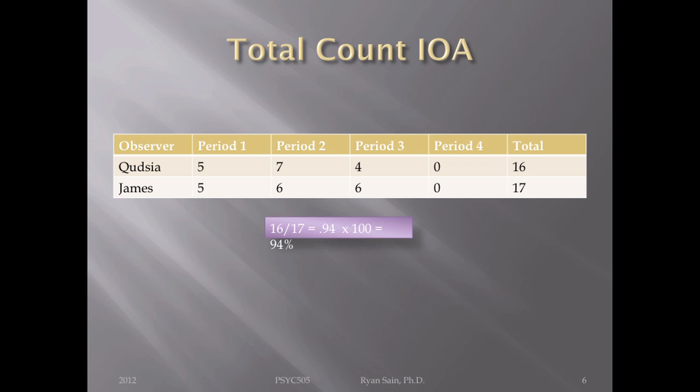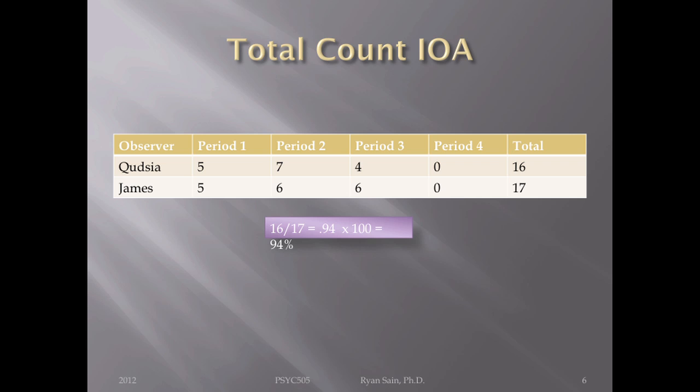Now, they're never too far off. In period 2, Coetzee saw it 7 times, James saw it 6 times, whatever the behavior was. Period 3, Coetzee saw it 4, and James saw it 6. So we might have a little bit of a definitional problem in here, but on the other hand, it's not too bad. 16 out of 17. It's kind of overinflated here.